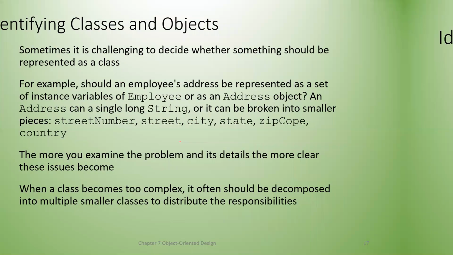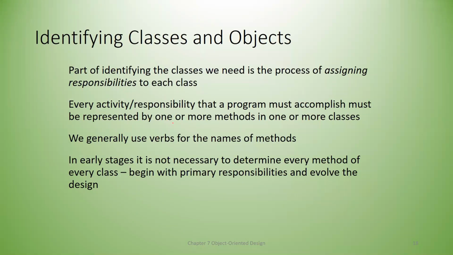Now let's look at this. Part of identifying the classes we need is the process of assigning responsibilities to each class. This is simply saying that each class has methods, and you need to decide what methods should be in that class. The verbs, the responsibilities. You ask yourself, what does this object do? Or what can this object do? Or what can be done to this object? That's how you decide what methods it should have.